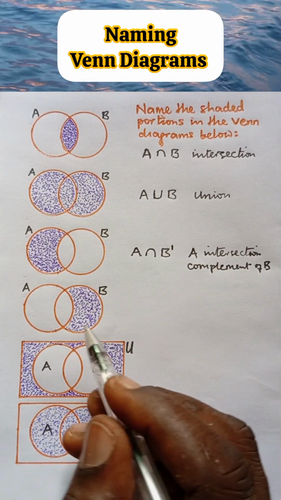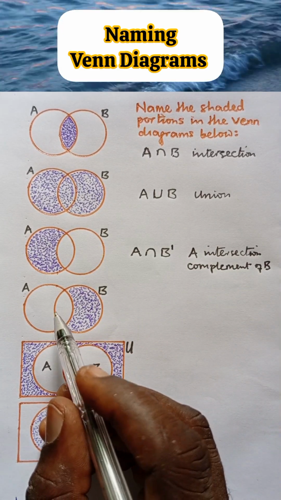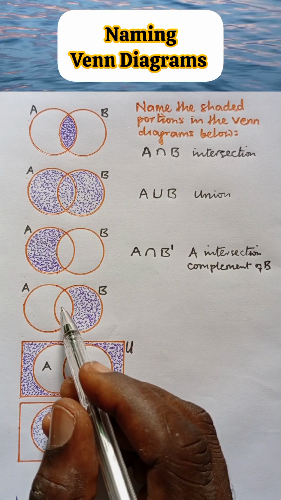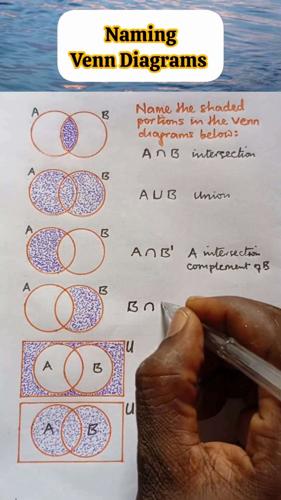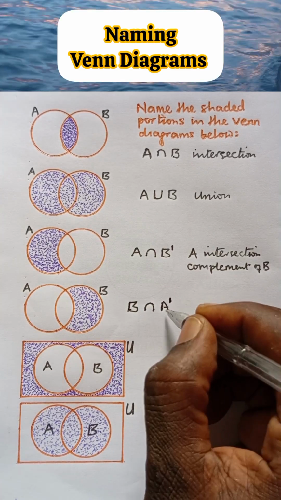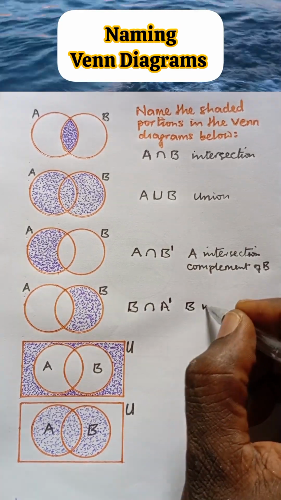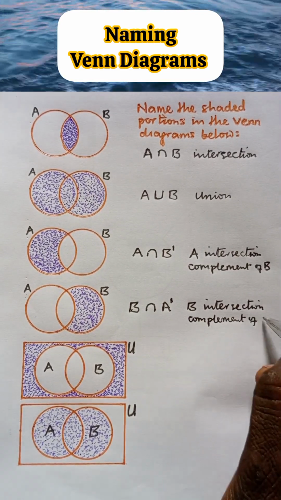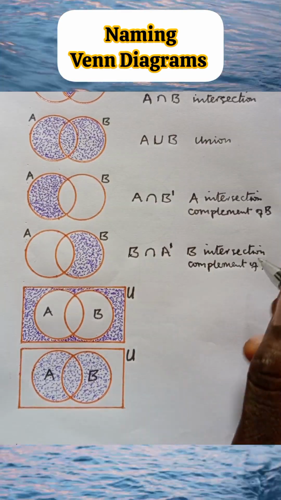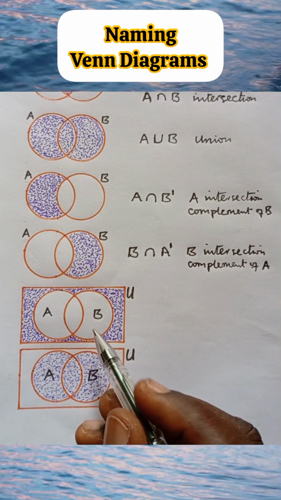Okay, next, this one is very similar to the one we just did last, and so we can refer to the shaded portion here as B intersection complement of A, and we write it out as B intersection complement of A. Alright, next we have another diagram here.